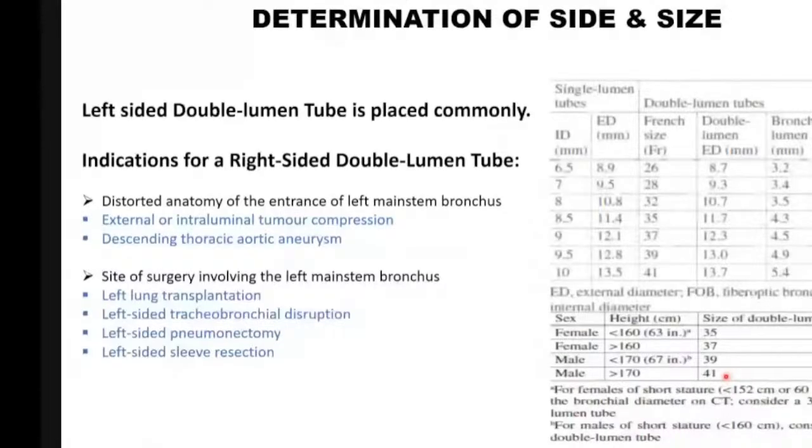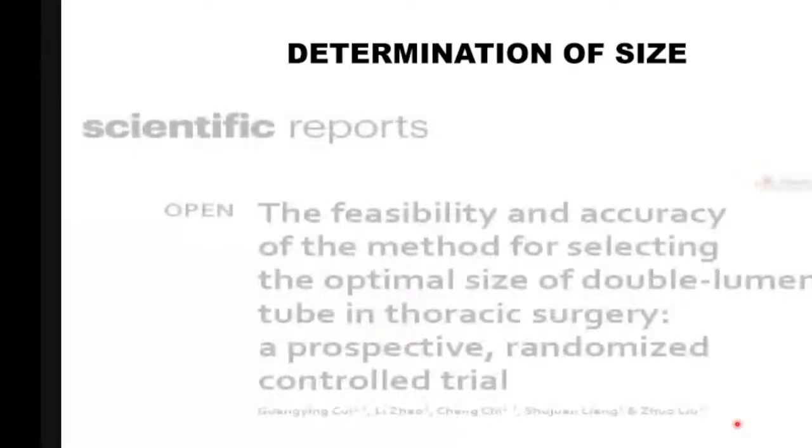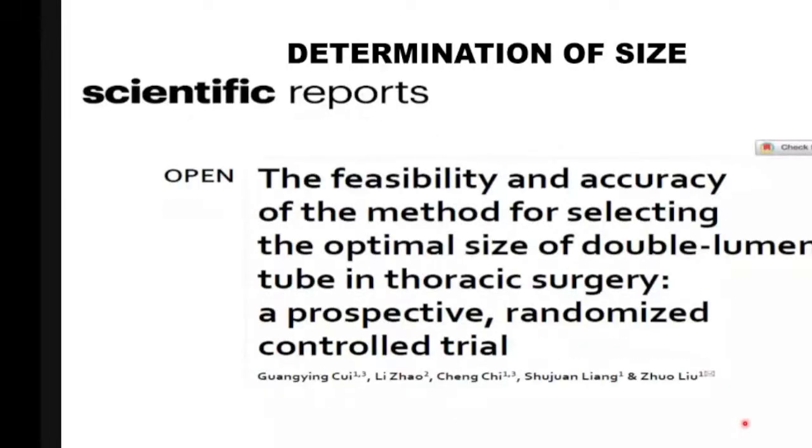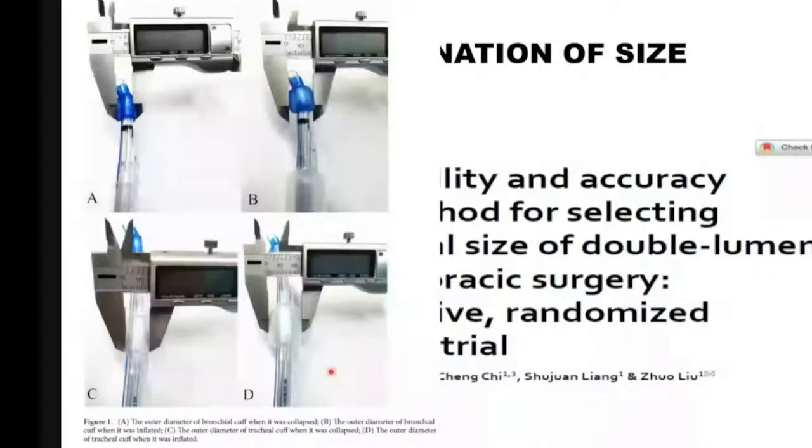The fiber optic, which is accessible, is much more complicated and much more difficult. And there are a lot of publications on determination. Here is one publication where the researchers measured the trachea and the cuffs using calipers. They inflated both the cuffs and again deflated them, and then compared it with the tracheal diameter and left main bronchus diameter.